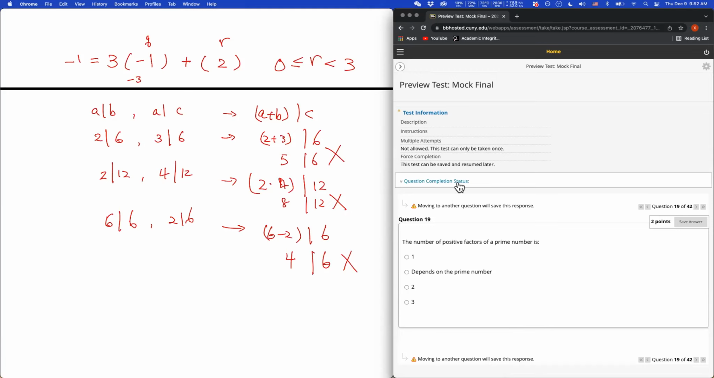Okay, next is asking the number of positive factors of a prime number. How many positive factors does a prime number have? It will be 2, right? And what are the 2? 1 and itself. So the answer is 2.